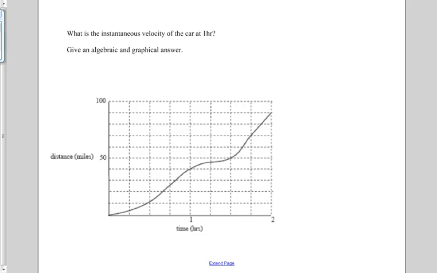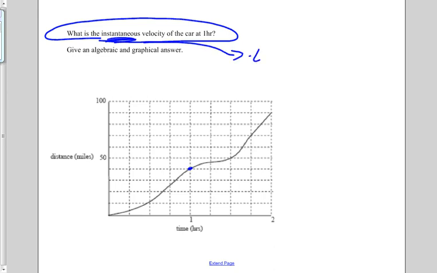So going back to this curve, what is the instantaneous velocity of the car at 1 hour? Well, we did something like this in the last video. At 1 hour, if we're looking at the instantaneous velocity, we draw a tangent line, because we're choosing a point at 1 hour and another point that's infinitely close to it, and drawing the slope between them, and that's just the tangent line.